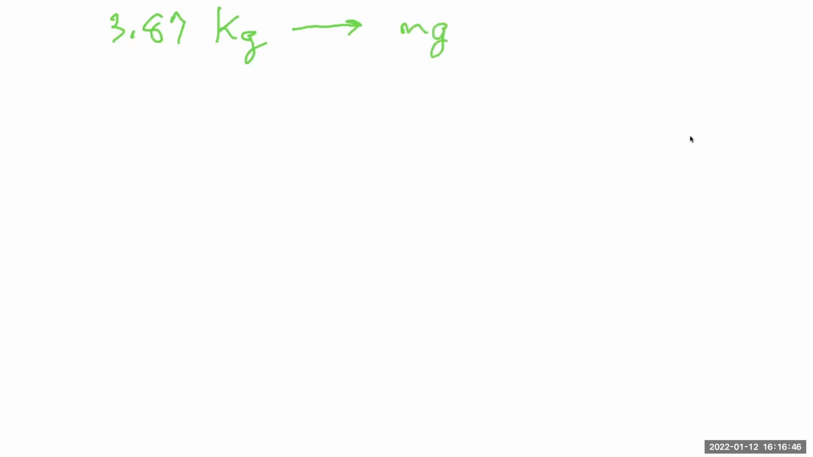Okay, so you want to express 3.87 kilograms and convert that into milligrams. So what's your first step? First step is writing this down: what you're starting with, 3.87 kilograms.